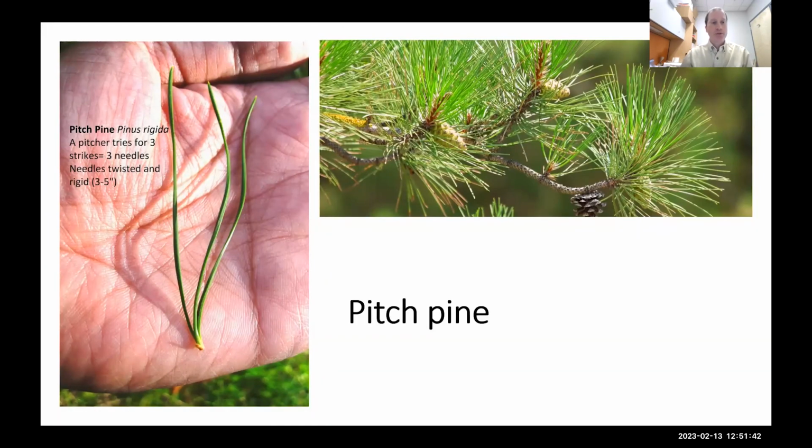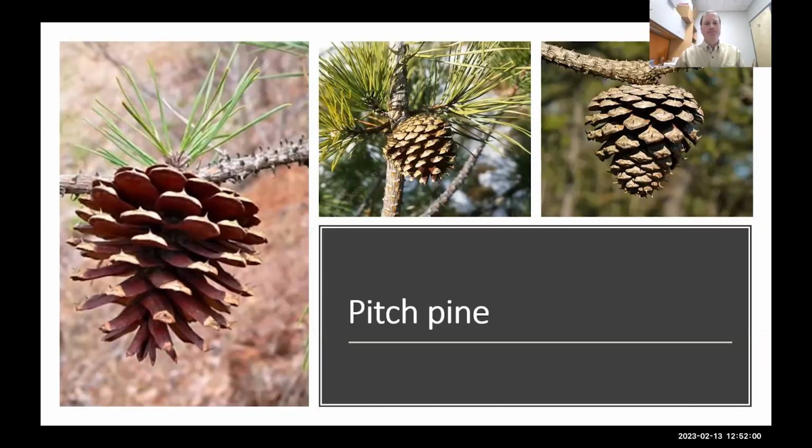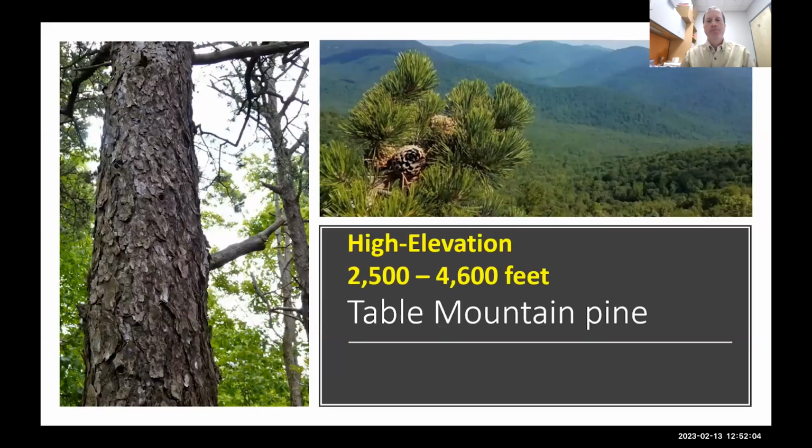Pitch pine needles. So here we go. A pitcher tries for 3 strikes. So pitch pine again, we talked about the pitch pine cones being about the size of a baseball. We pitch baseballs, and then 3 strikes, you're out. So pitch pine has 3 needles per fascicle. Typically, they're twisted and rigid. So this is just another look at those cones.